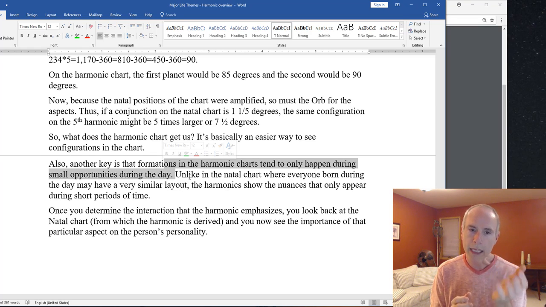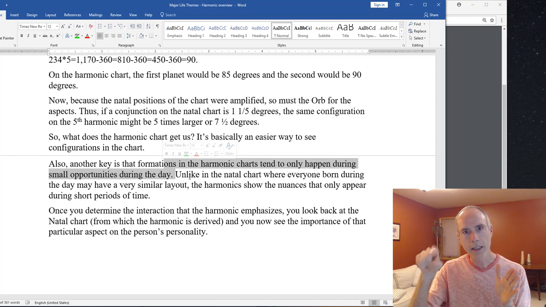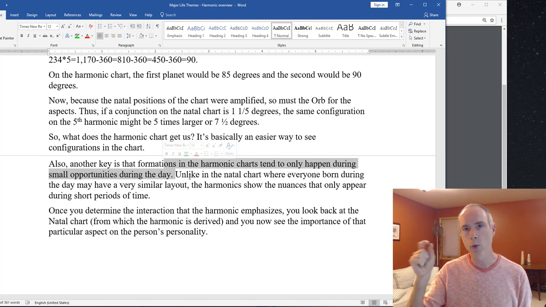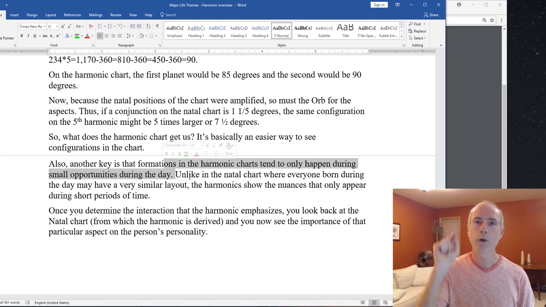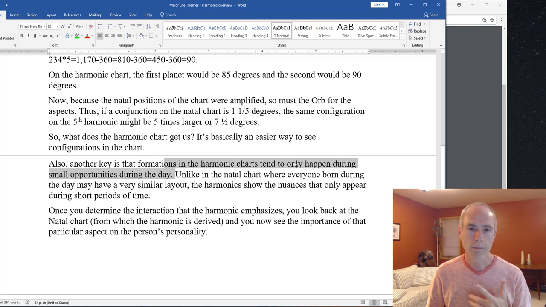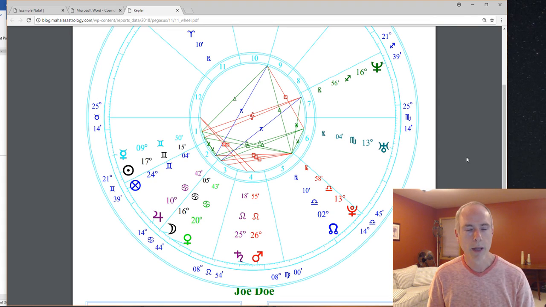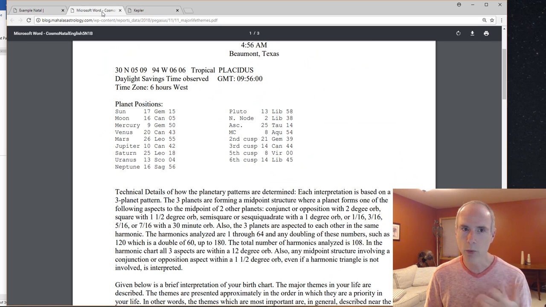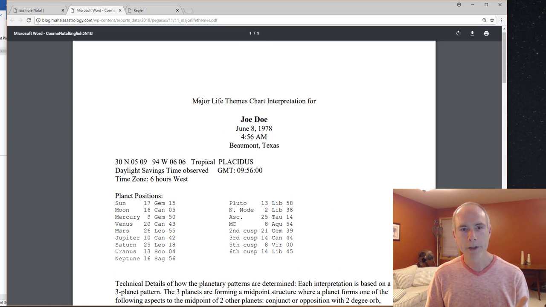So in this particular case, when you think about all the things coming together, how many harmonics do you need to go out in order to find that little attribute that happened for you in your chart? Well, let's go look at our example. So here's our example. Here's our Joe Doe that has his chart. He's got a bunch of planets on there, but I went ahead and ran this major life themes chart and did the interpretation for him.